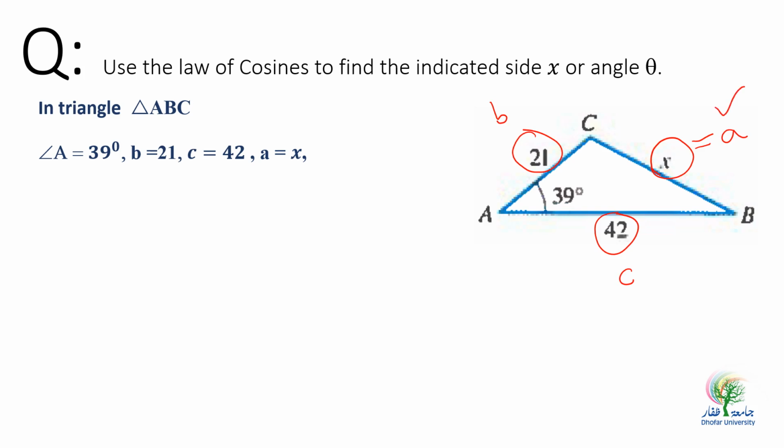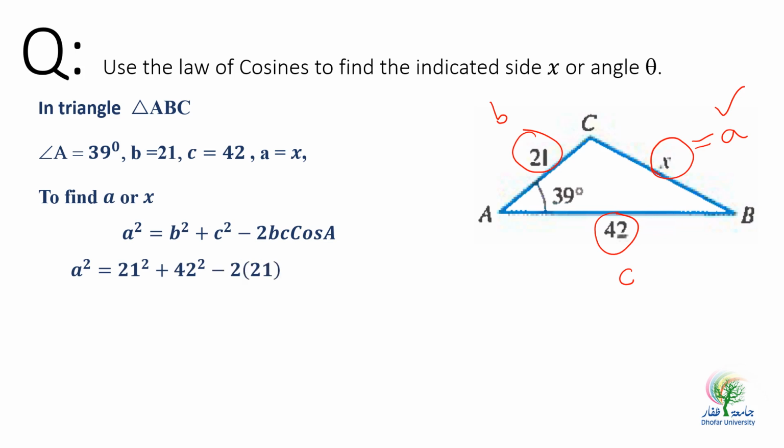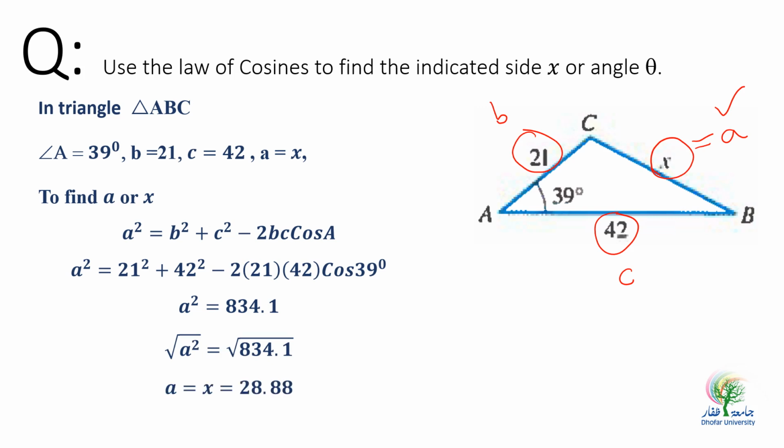So to find a, I'll choose a square. a square is b square plus c square minus 2bc cosine A. Just put the values and use the calculator, and the answer will come a square equals 834.1. Then take the square root, so a equals 28.88. We can even say approximately 29, so we can say 29 or 28.88. I hope it is clear.